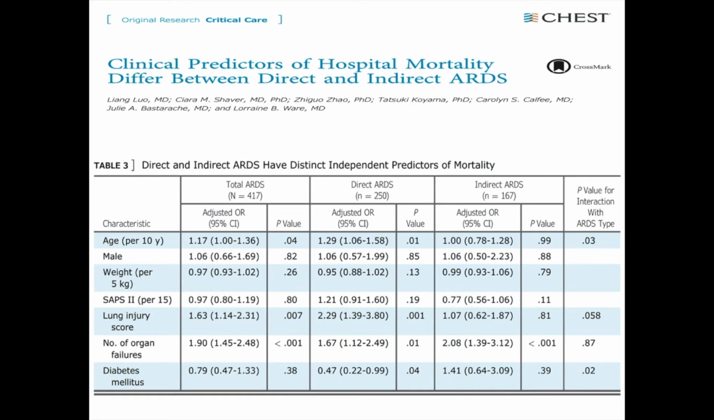But if you look at indirect ARDS, the only prognostic marker is the number of organ failures, which means that if there is an indirect cause of ARDS, mostly the lung injury is not really the most important thing determining the outcome. It is the disease process and the multi-organ failure which has caused the ARDS that determines the outcome of the patient. So maybe these patients will not benefit from therapies that are specifically directed at lung recruitment or high PEEP or something like that.